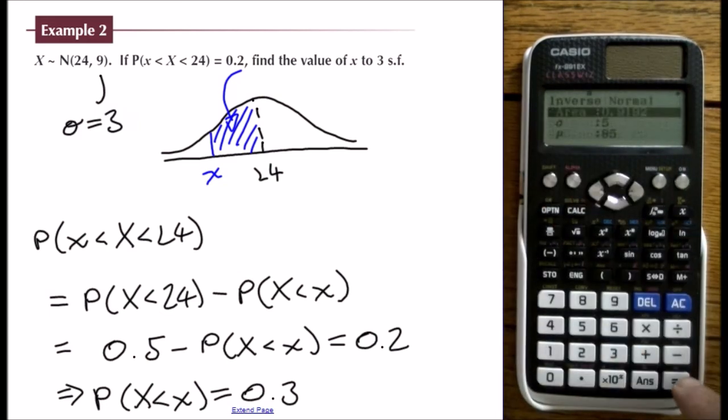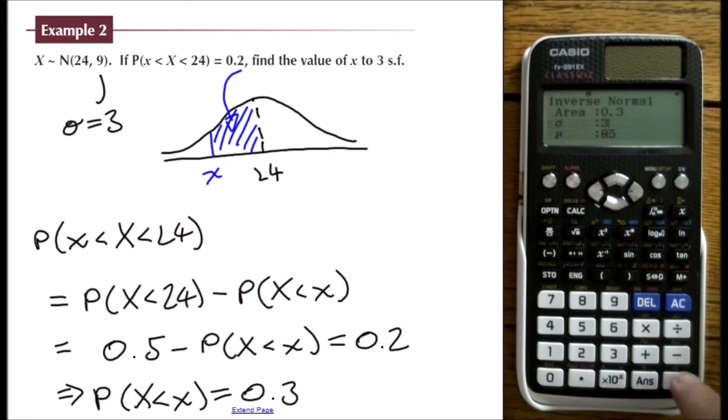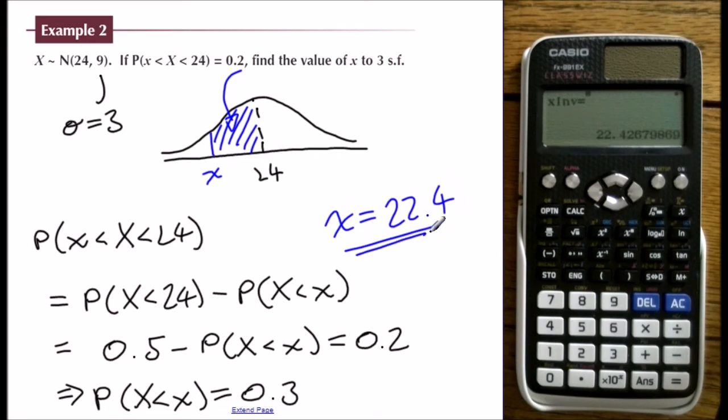Normal inverse. Area of 0.3. Standard deviation of 3. Mean of 24. There we go, 22.4. We get out that x is 22.4. Quick sanity check, is that less than the mean? Does that make sense? Yeah. Probability that our random variable is between 22.4 and 24 is 0.2. Great. Okay, I've had enough of writing on the computer.